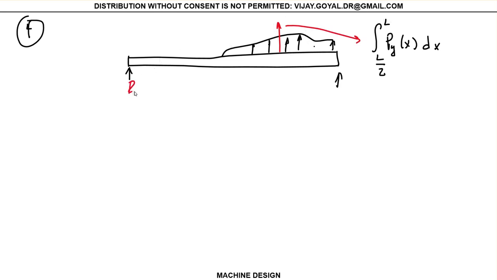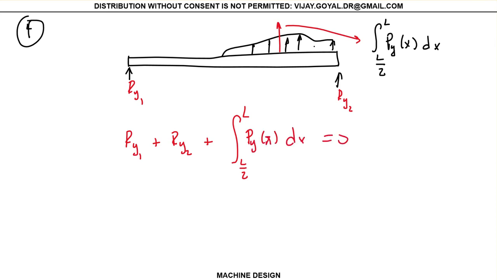So if I want to find the first equation, it would be Ry1 plus Ry2 plus the integral from L over 2 to L of py dx is equal to 0. Now, note, again, this will be minus q of x. Okay, don't forget that. The minus is there. So then you have one set of equations. Now you need a second set of equations. The second set of equations will be a moment equation.